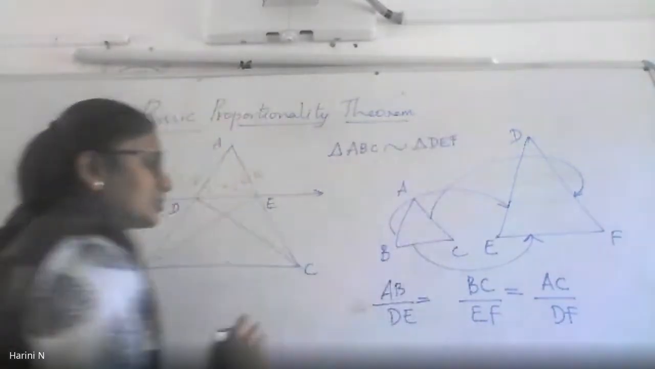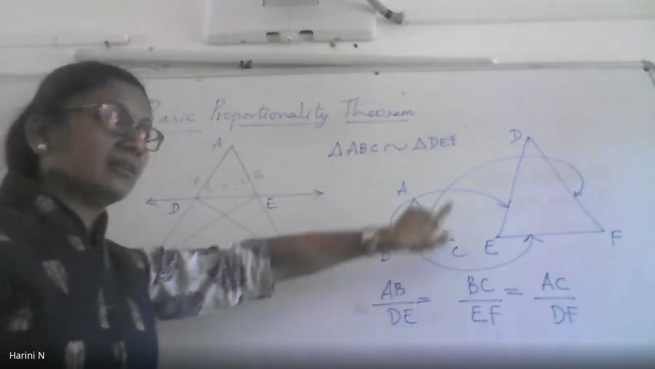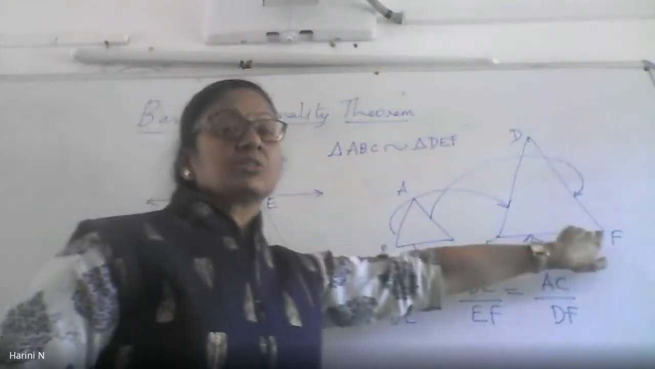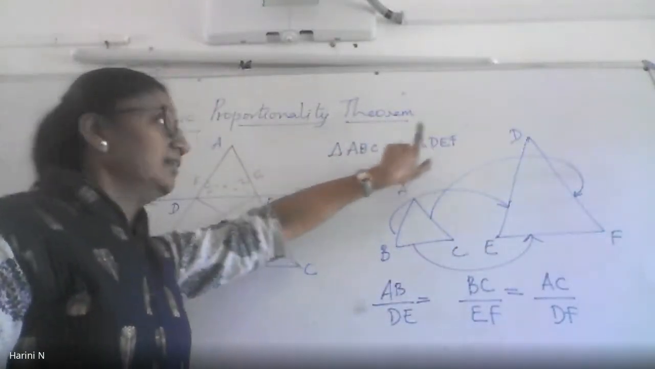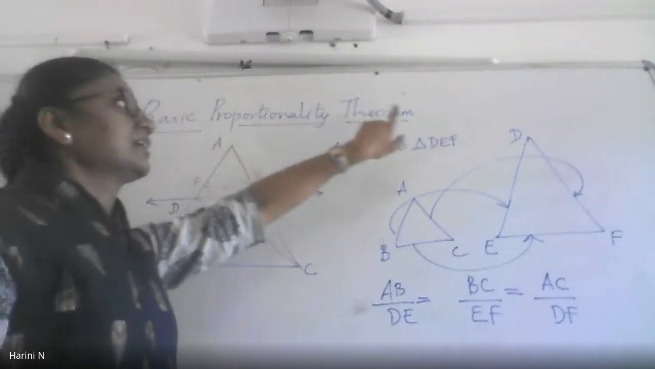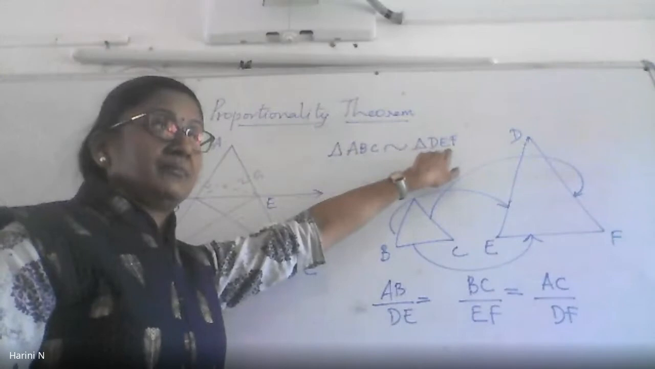Then here the correspondence is very important. The order in which you name a triangle will give the corresponding sides and angles. A corresponds to D in the second triangle. B in the first triangle corresponds to E. C in the first triangle corresponds to F.